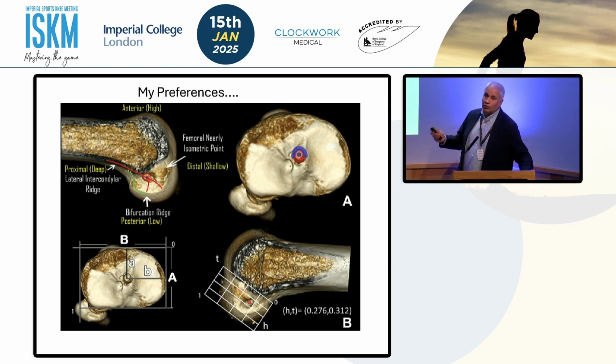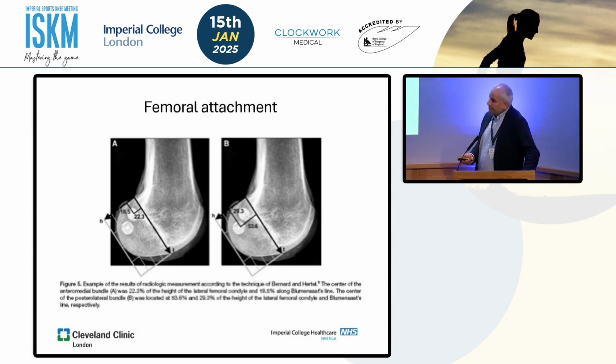This operation is fraught with problems all the way through. As we've heard, you can misstrip a graft, you can get the tunnels in the wrong place, you can get the portals in the wrong place. It's very, very important that each step is done competently and successfully. These are x-rays showing the femoral attachments, and you can see that the anteromedial bundle is very high and the posterolateral bundle is very horizontal, okay? Again, you have quite a large variation to choose from.